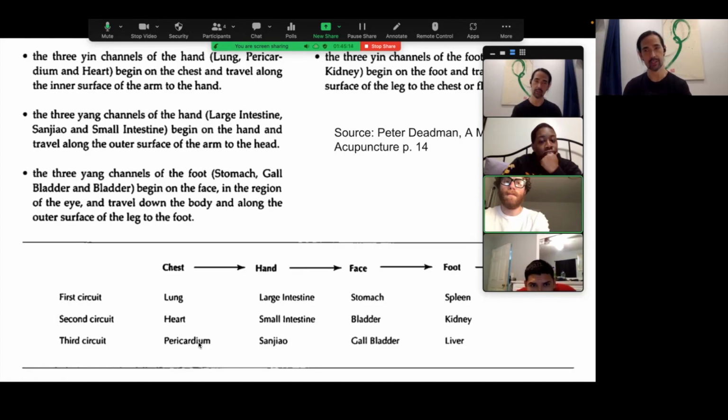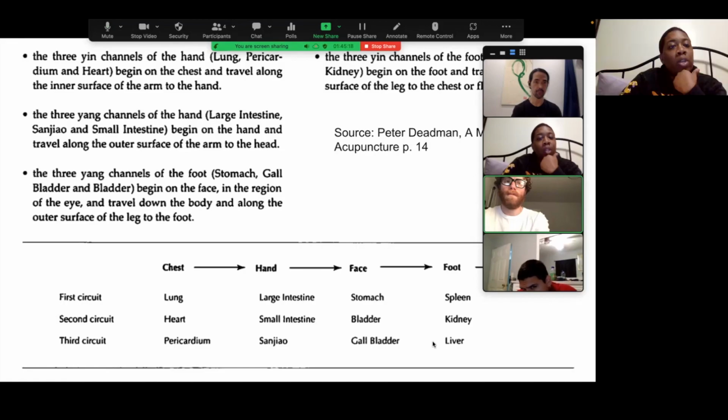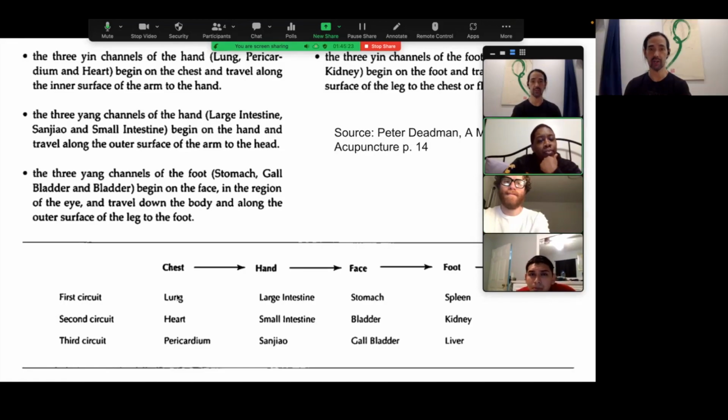They go in 2-hour increments. Do you guys remember what time the liver time is? 1 to 3. 1 to 3, that's right. We always start the circuits with lung, and the lung time for grieving is 3 a.m. Remember Raleigh Brown, 3 a.m. And to get to pericardium, you just count backwards by increments of 2.